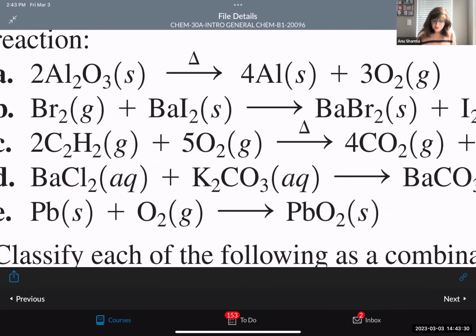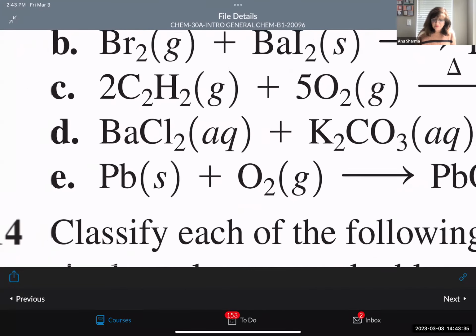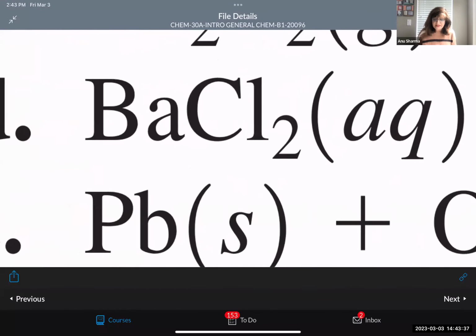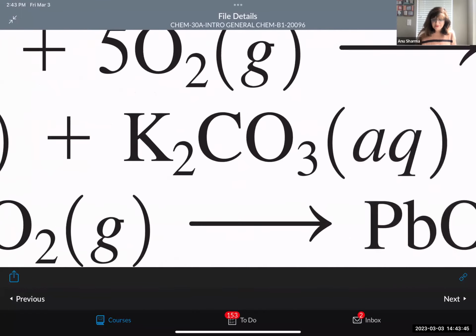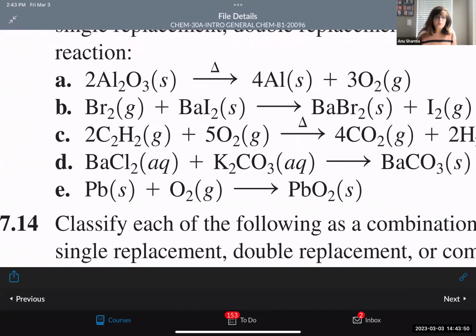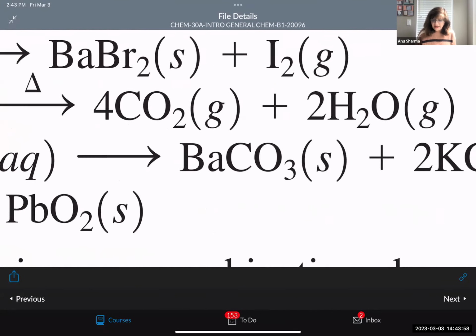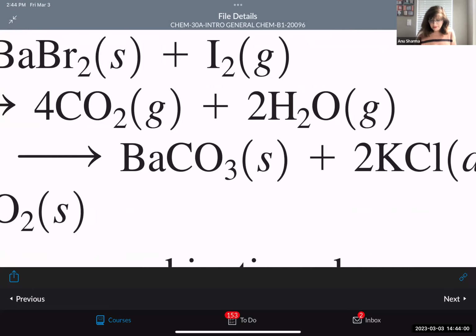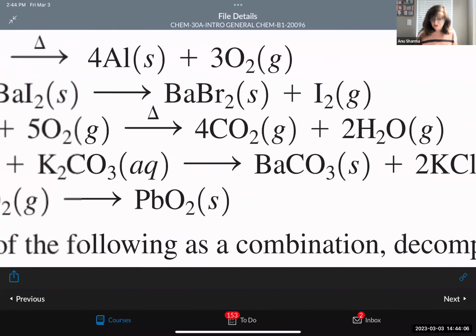Next is BaCl2 reacting with potassium carbonate. Now here, BaCl2 is made up of barium and chloride ions, so 2 things. And here you have potassium carbonate made up of potassium and carbonate ions. Both of them are soluble in water. They ionize, they switch places. And as a result, barium combines with the carbonate, gives barium carbonate, and potassium combines with the chloride, gives you potassium chloride.